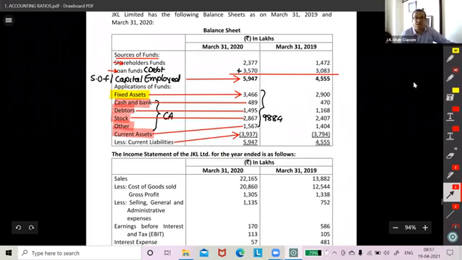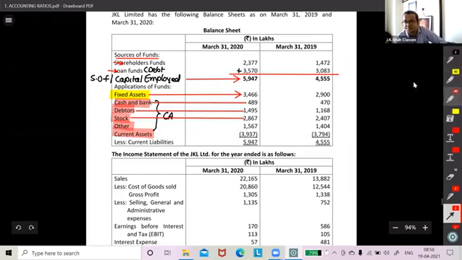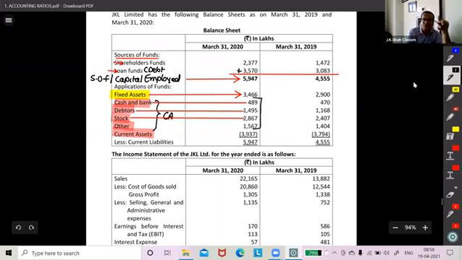Sorry, 1 minute. I have added fixed asset also. Let me correct that. But that is how they have done it. You should be taking only this as your current assets. Got it, friends?